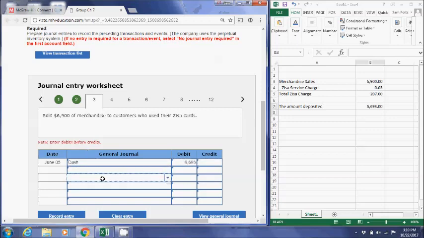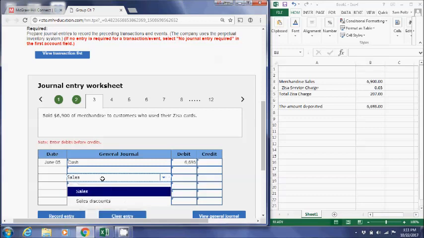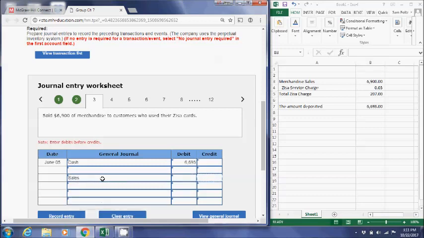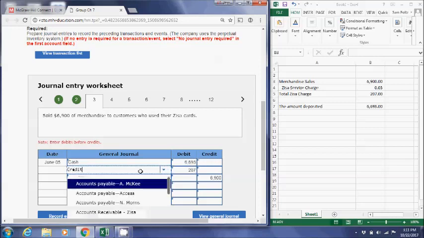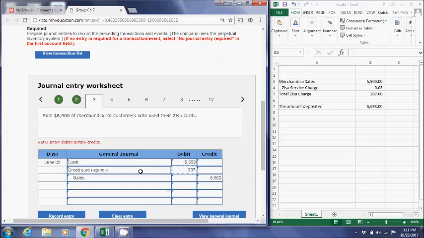I'm going to skip a line and move on down here because we have sales, and sales never changes. Sales is always going to be the full amount of the 6,900. The reason I left a blank is because I wanted to demonstrate that we need to figure out whether we need a debit or a credit. And it's obvious now that we need a debit. That debit is going to be this 207, and it's going to go to credit card expense. And that'll be your first journal entry for a Visa sale.